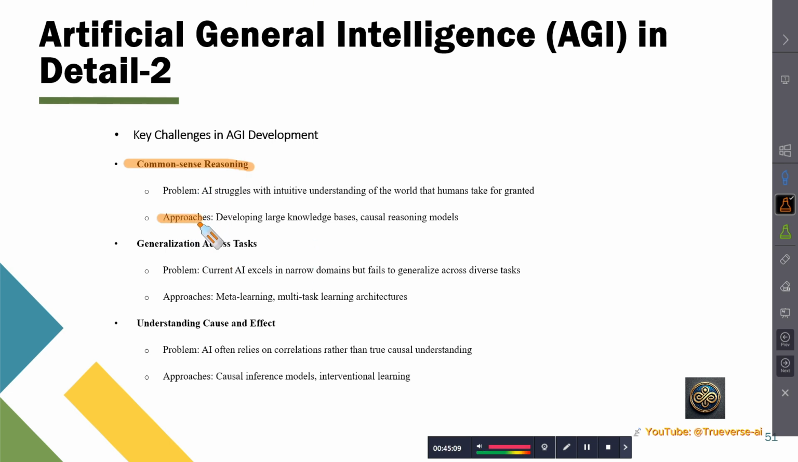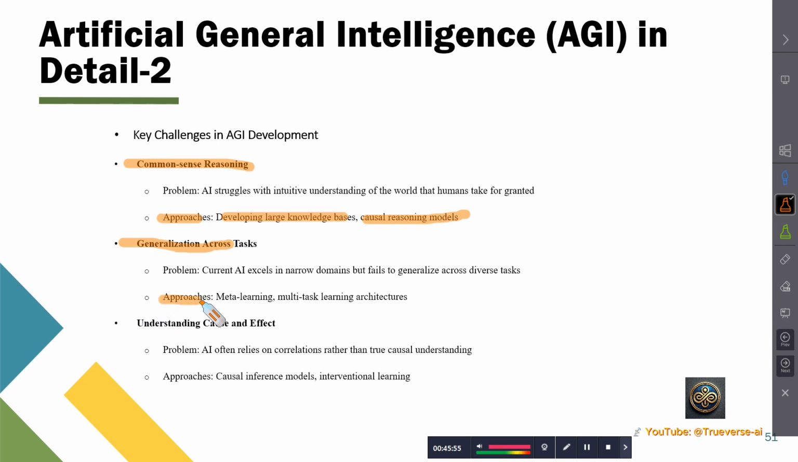So this is the problem. Researchers are developing large knowledge-based and causal reasoning models. These two concepts are trying to solve it. So, generalization across tasks. Another critical challenge: AI often relies on correlation rather than true causal understanding. AI systems can detect patterns and associations, but frequently miss underlying cause and effect relationships. This can lead to incorrect conclusions.